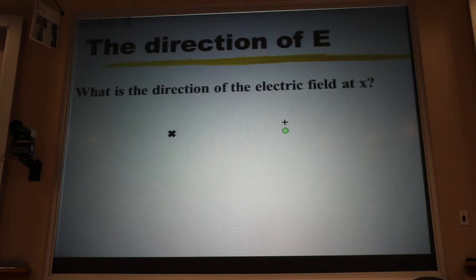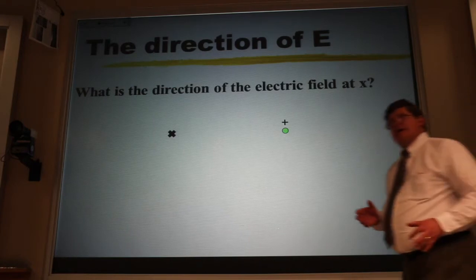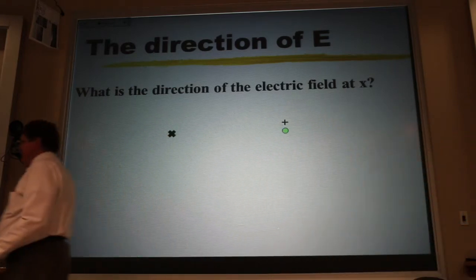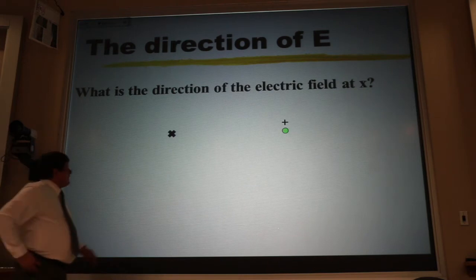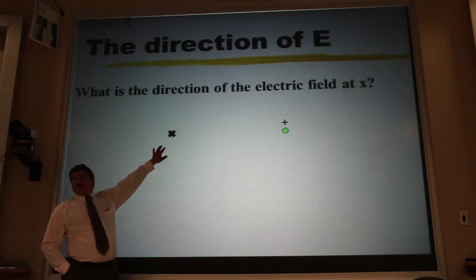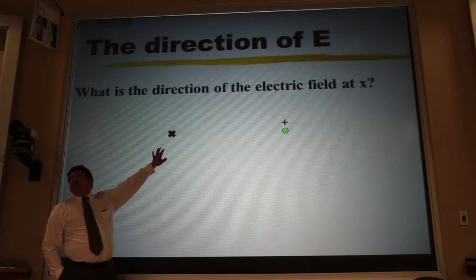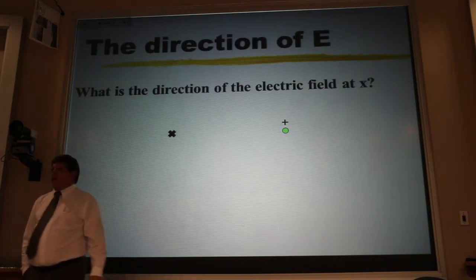Now, something that you can take to the bank. The electric field will always, always, always be away from a positive source. Because think about what an electric field is. An electric field, first of all, what's at the x here? What is at the x? Nothing. Empty space. Nothing at all. That x is just a placeholder.